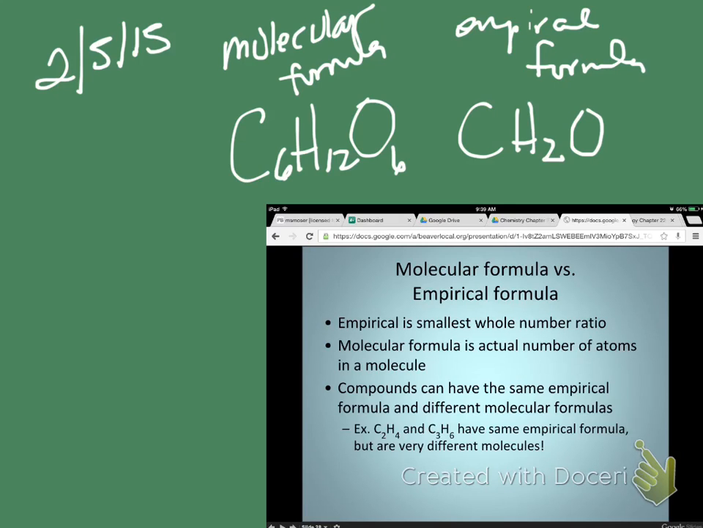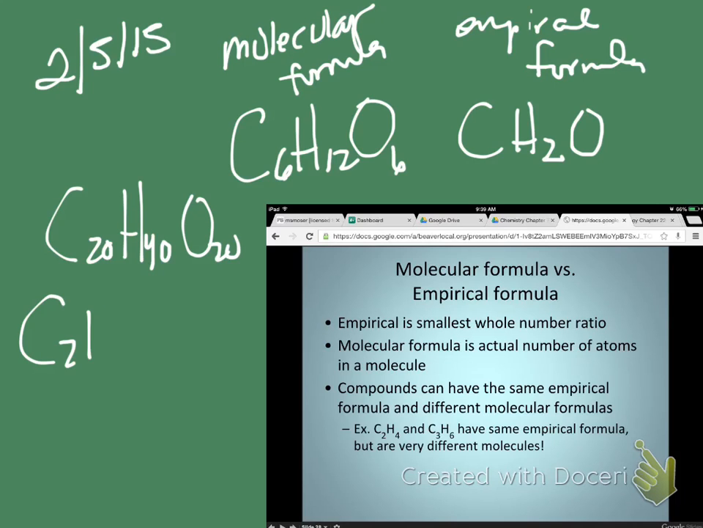Now, can we have more than one molecular formula that has the same empirical? Sure. So we could have C20H40O20. We could have C2H4O2. Any of those all have the same empirical formula.